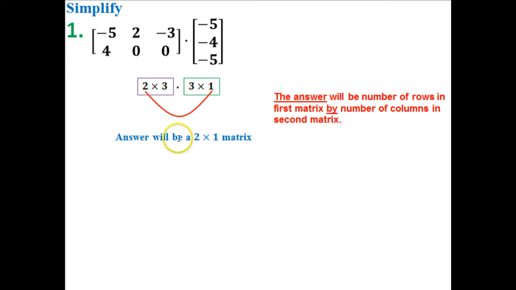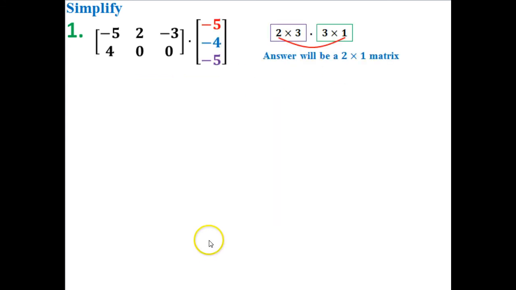Alright, I'm going to move all of this information out of the way just so that we have room, but I haven't changed anything. It's still a 2 by 1 matrix. I did color code these, and we'll see why in just a moment. A 2 by 1 matrix means that I have 2 rows and 1 column. This is going to be my answer, so we're going to walk through each one of these.